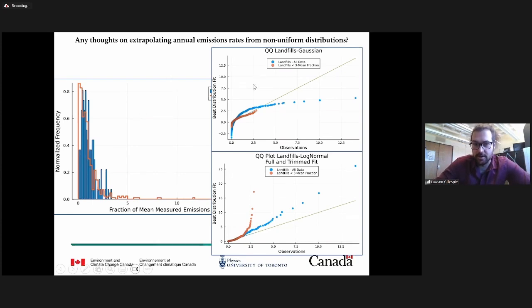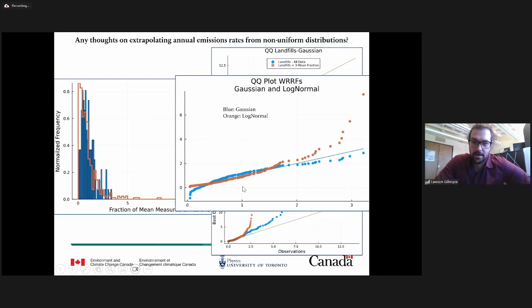For the landfills, considering all of the data here in blue, for a Gaussian distribution, we see that it's not a great fit on the quantile plot, nor is it a great fit for a log normal distribution. Whereas for wastewater treatment plants here, I've got in blue a Gaussian distribution on a quantile plot, and orange is the log normal distribution. It does appear to be more Gaussian, which might mean that just a standard mean and standard deviation might be an appropriate estimate of the emissions and uncertainty from this methodology for those. But for landfills, we're resorting to using a median and quartile ranges to report emissions currently.